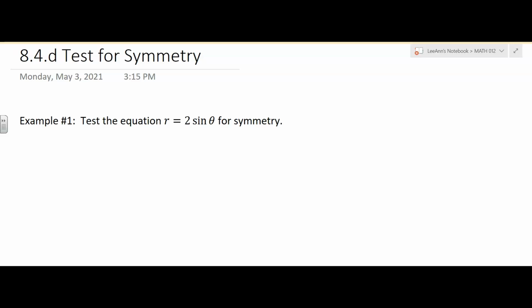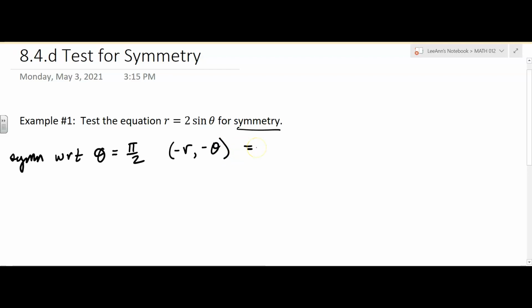All right, so it says test the equation r equals 2 sine theta for symmetry. They mean all three types, okay? So first for symmetry, theta, I should say with respect to theta equals pi over 2. Okay, so we're going to take the original and we're going to use negative r, negative theta.